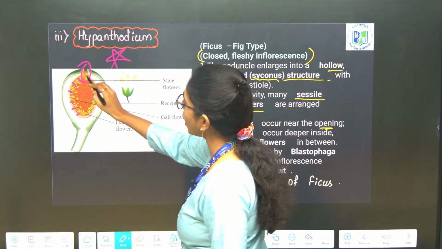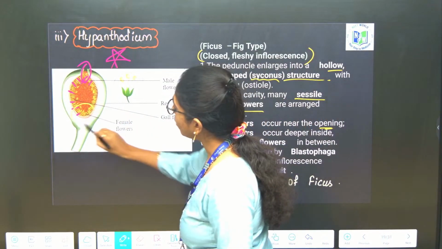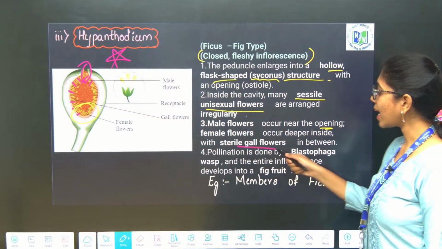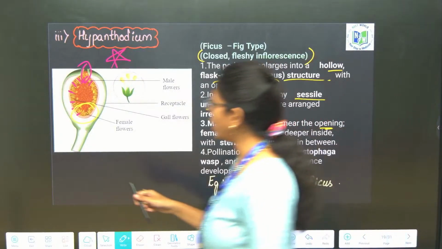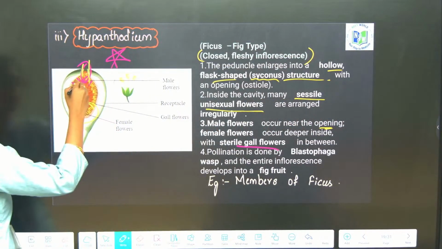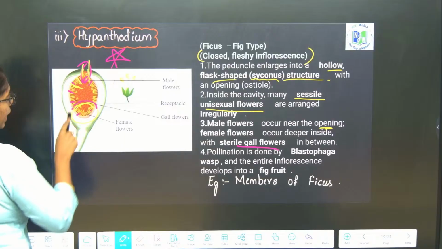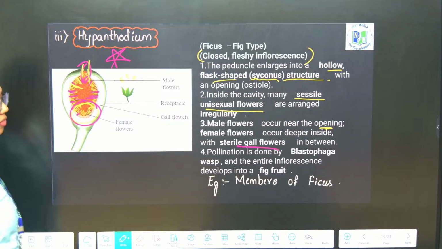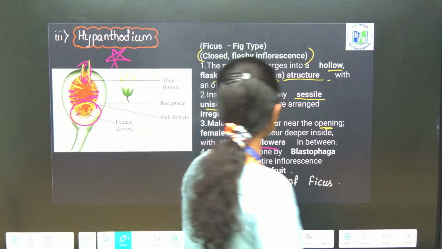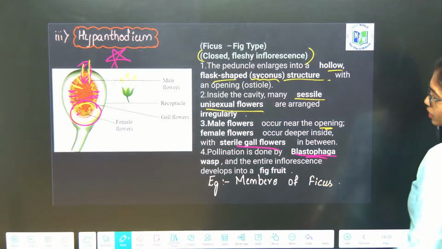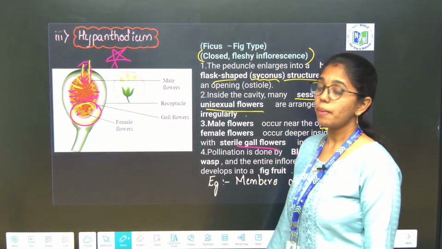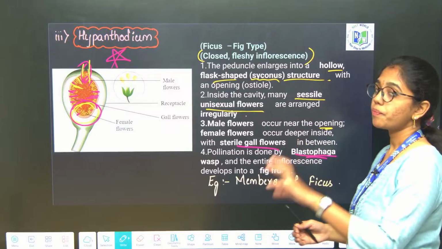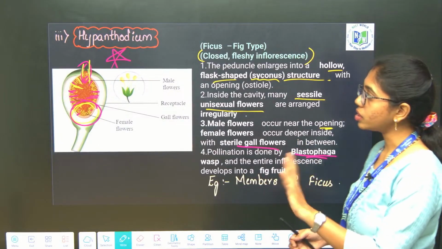Okay, male flowers are here at the opening and female flowers are deep inside with sterile gall flowers in between. So, here near to the opening, that is ostiole, you have male flowers, and at the base you have female flowers. In between you have what? Sterile flowers. Pollination is done by what? Blastophaga wasp. Here pollination is done by Blastophaga wasp, and after fertilization this entire inflorescence will turn to what?